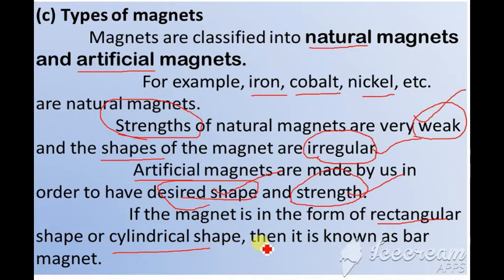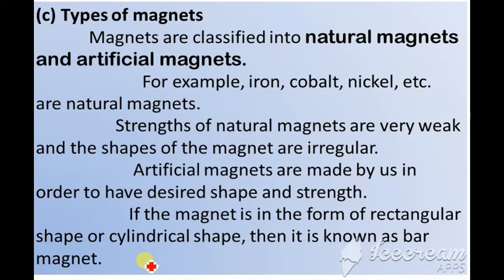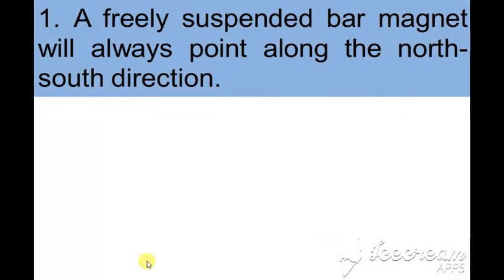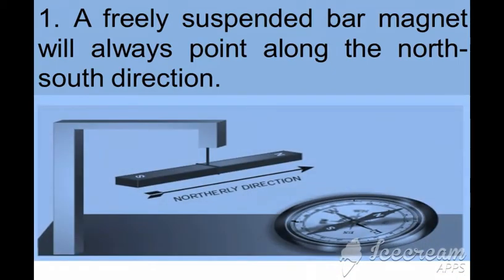So if it is rectangular or cylindrical, that type of magnet is also called a bar magnet. Clear with this? Okay, so next we'll see what the properties of magnets are. When you are considering a magnet and you suspend it freely, this is a magnet, and we are going to suspend it freely.